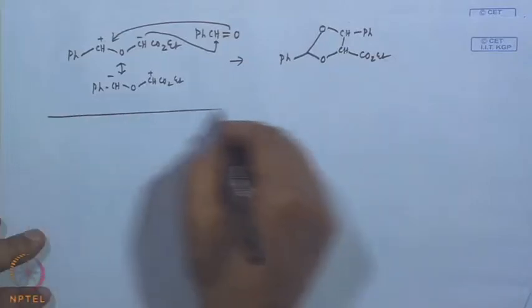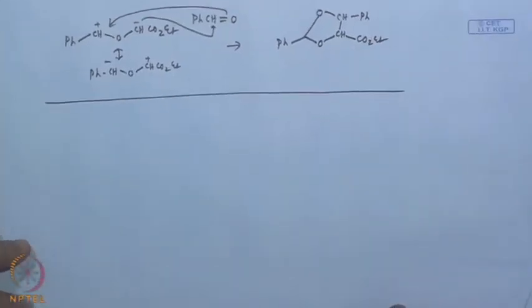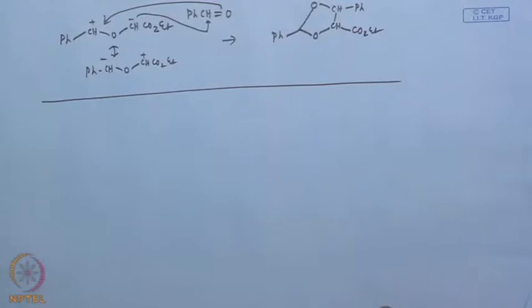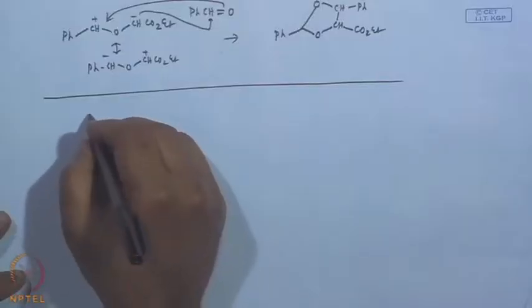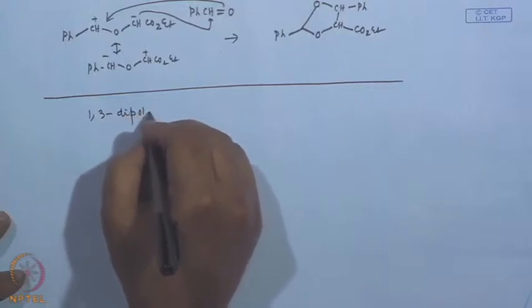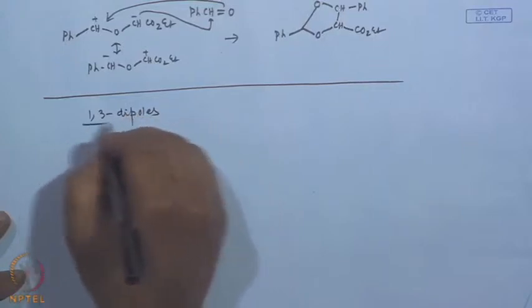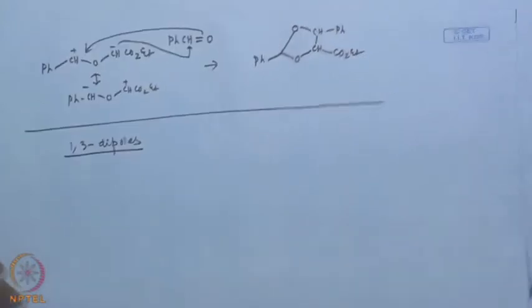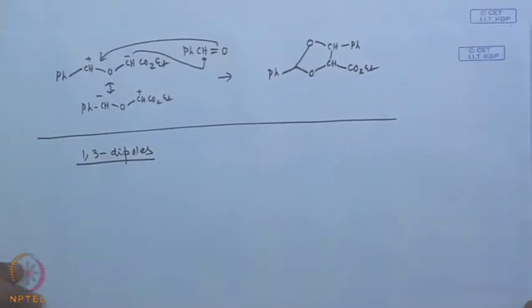Very quickly, in principle what you need is a heteroatom, like oxygen, nitrogen, etcetera, and in all cases the product you get is a heterocyclic product. So, what are the possible 1,3 dipoles? There are so many possibilities, right? So many possibilities. What are the possible dipoles?